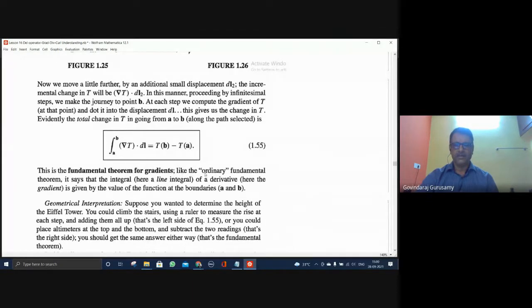Like the ordinary fundamental theorem, it says that the integral, here the line integral, is a line integral of a derivative. Here the gradient is a derivative. So it says that the line integral of a derivative, here a gradient, is given by the value of the function at the boundaries A and B.